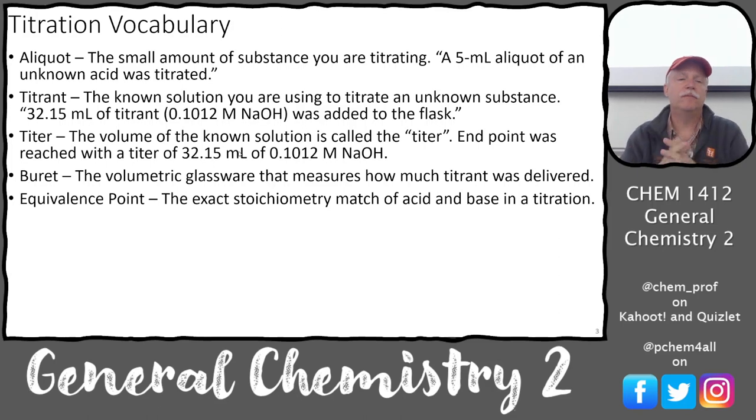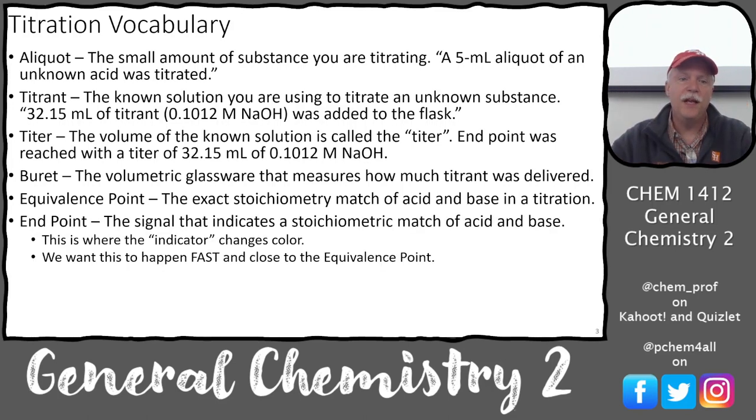Now, there's a special spot where the stoichiometry matches exactly. That's the equivalence point. And we really don't know when that happens. We want the endpoint to be as close to the equivalence point as possible. But the endpoint is what we see. We don't see the equivalence point. That's when there's an exact match of acid and base. So the endpoint is the point where the signal indicates that the stoichiometric match of acid and base has happened.